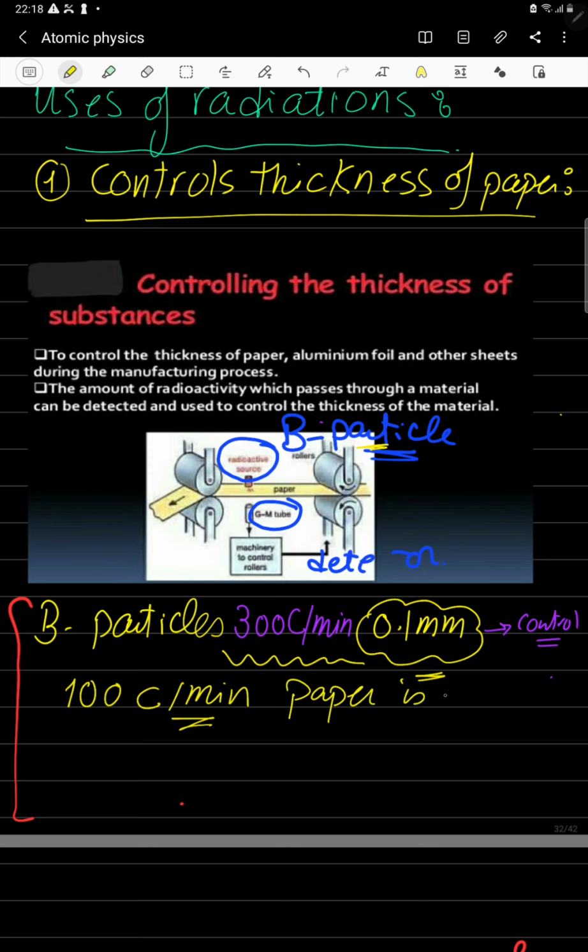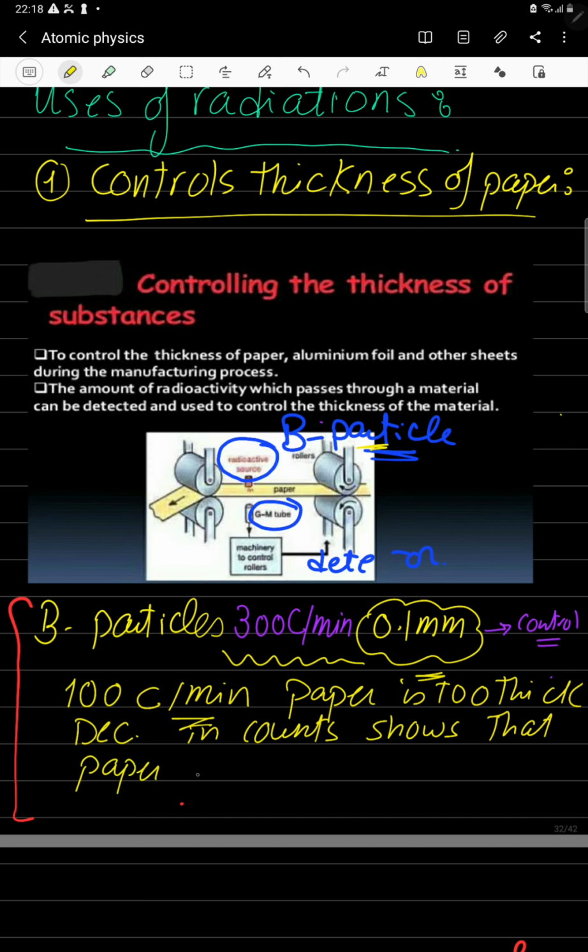Why do you tell that the paper is too thick? Because it has absorbed many beta particles. It did not allow the beta particles to pass through it. So a decrease in counts shows that paper is too thick. Why is that? Because it has absorbed too many beta particles.